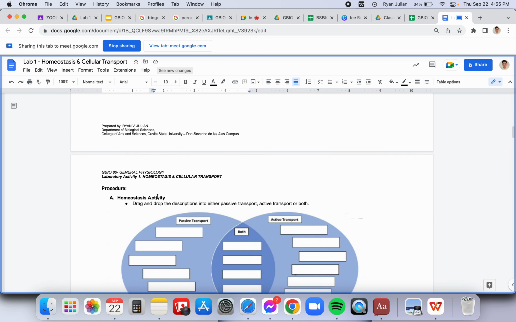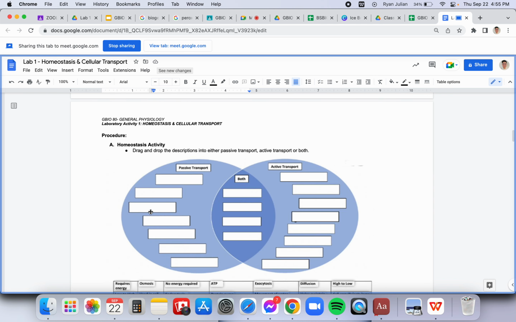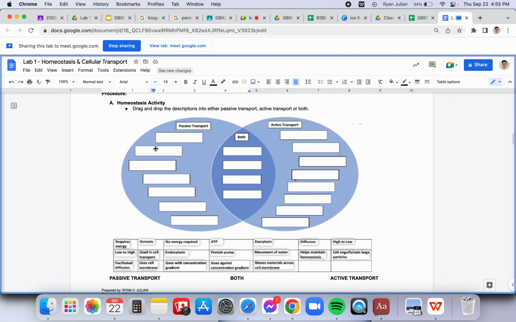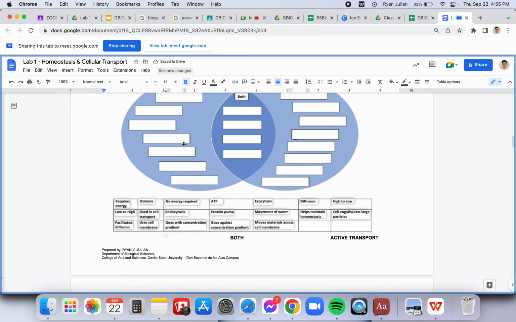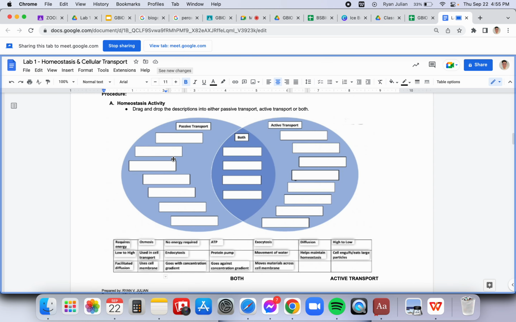For your first activity, homeostasis, what you have to do is drag and drop the descriptions into either passive transport, active transport, or both. But apparently it's very impossible to drag, because this one is a JPEG file. It's a picture generally, so you can't move it around and drag it however you like.